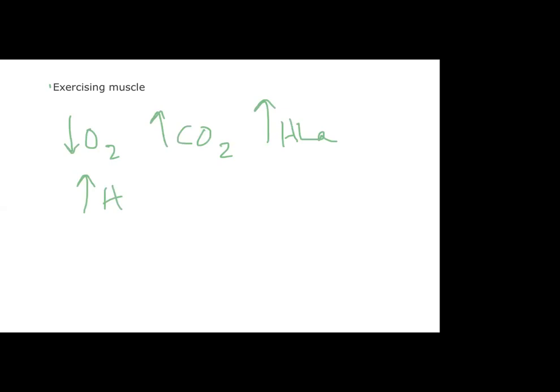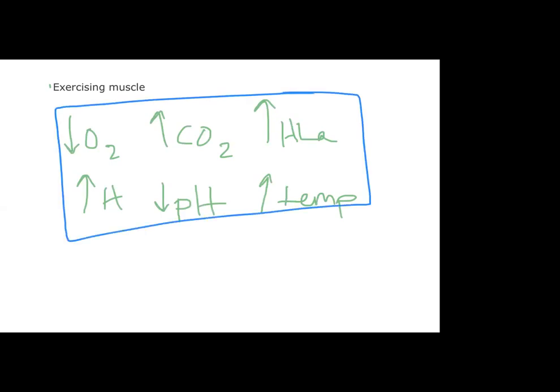We will have a low pH because the hydrogen and the carbon dioxide are making the blood more acidic. So remember, the more acidic the blood is, the lower the pH. And then we will have an increased temperature because the muscle contraction also produces heat. Okay, so these 6 conditions, we'll refer to these as local conditions at the exercising muscle.